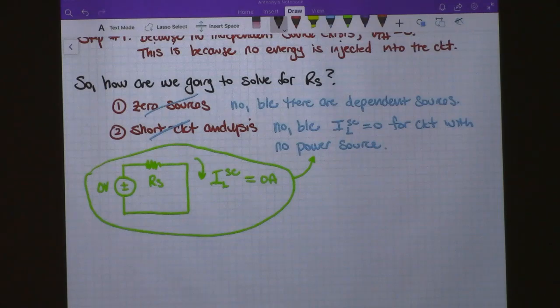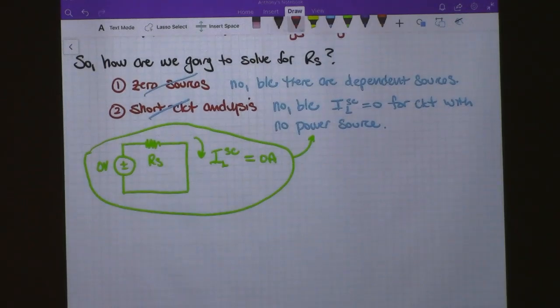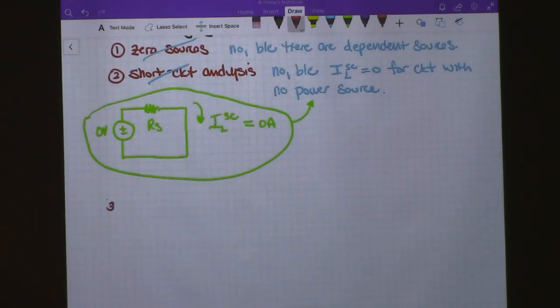Okay, so what we see is we have a weird situation. Both of the methods that we used in the first problem and the second problem, zeroing out the sources and finding the equivalent resistance, that doesn't work. Doing the short circuit analysis, the method that we used in the previous problem, that also doesn't work, for different reasons. So what is it that we can do? So the third method is going to be, and I'll just write it like this.